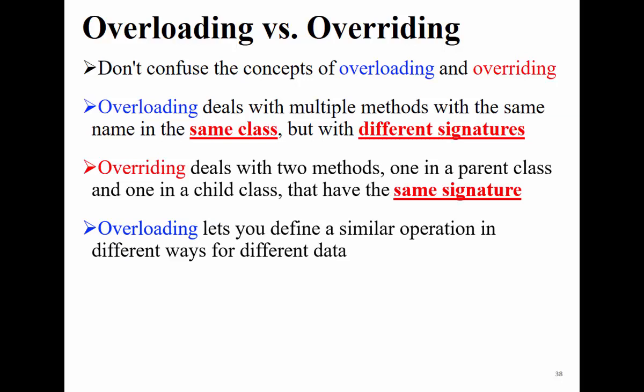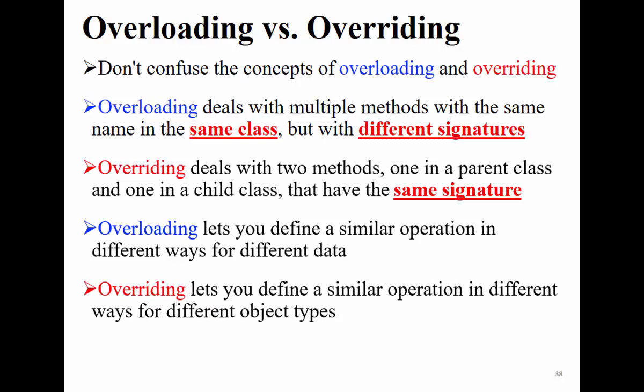Overloading defines a similar operation with different types of data, as we discussed. Overriding defines a similar operation in a different way for different object types. That's why we're overriding. We have an object type of bank account and an object type of saving account. This withdraw does nothing, but inside the bank account, withdraw does something. It will take the money.